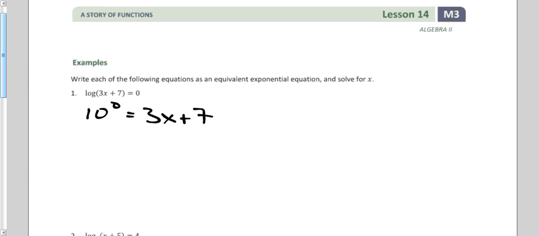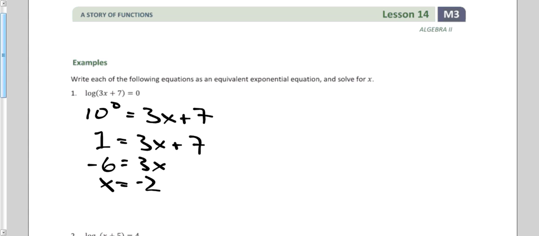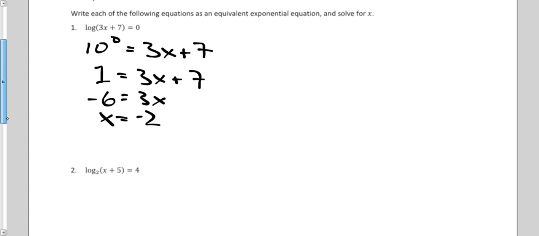All right, Nick Swanson. 10 to the 0 is a fancy way of writing what number? 1. So 1 equals 3x plus 7. And when I solve for x, I get what? Go ahead, Cam. Okay. Negative 7/3. Minus 7, or no, negative 6 equals 3x. So x equals negative 2. Negative 2. All right.